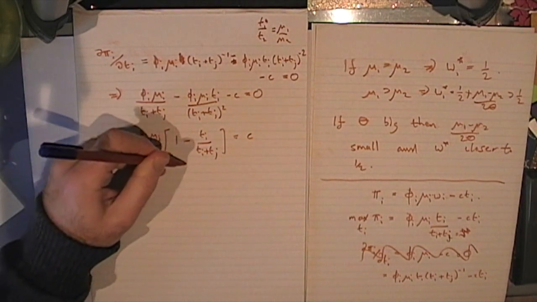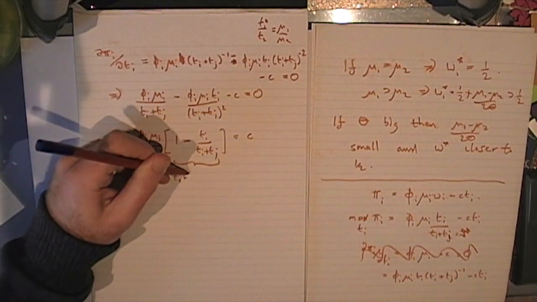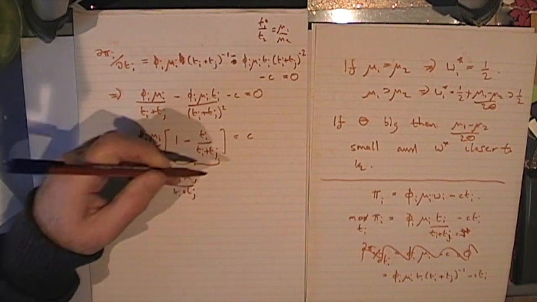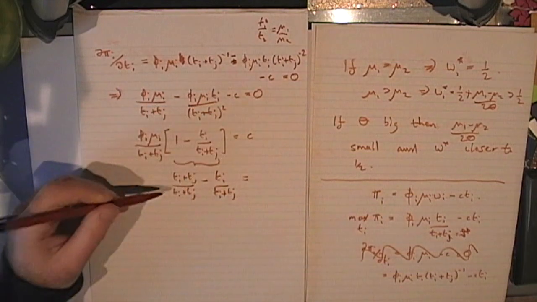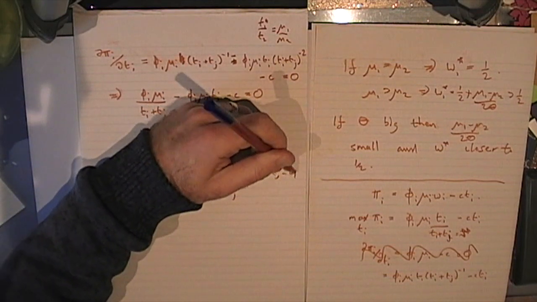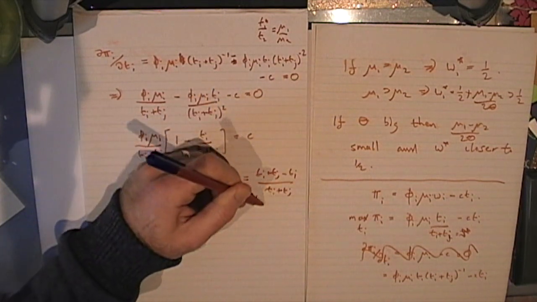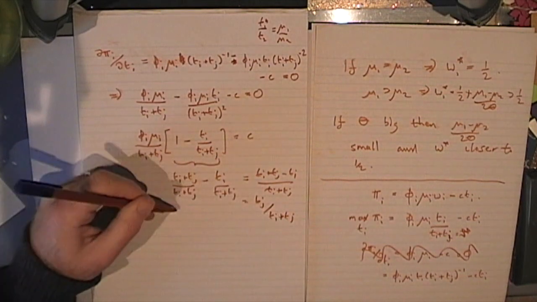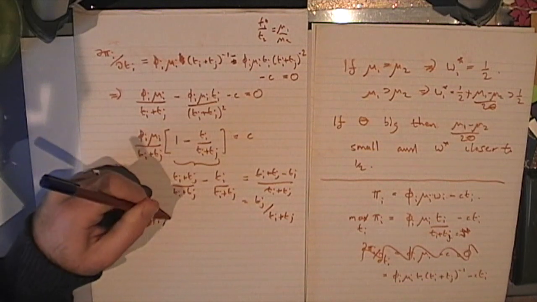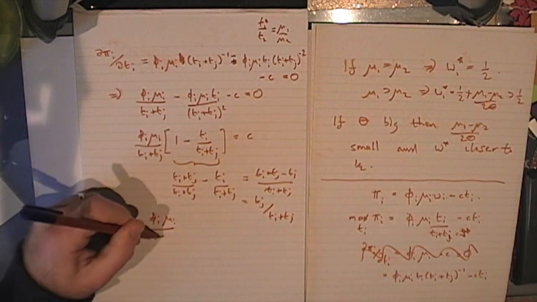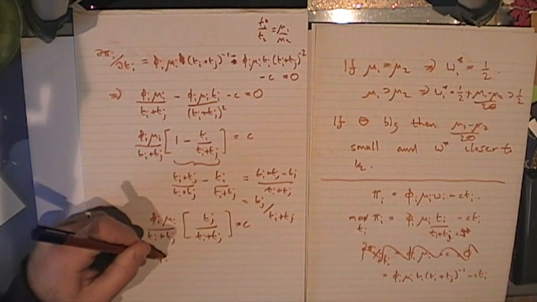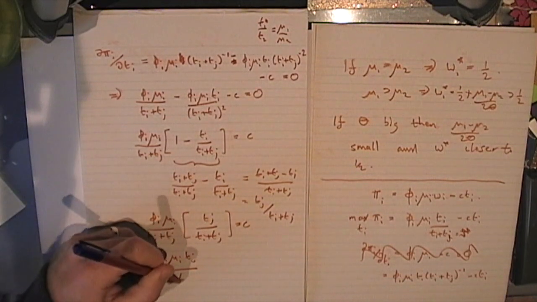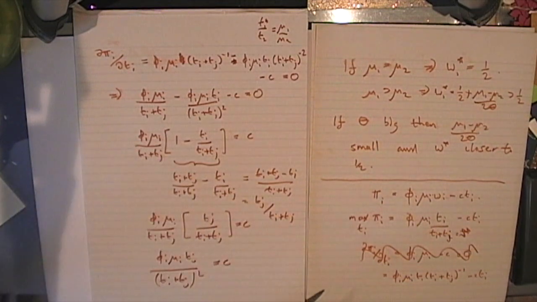Okay, but what we can do now is think about this term here. This term is Ti plus Tj over Ti plus Tj, because that's equal to 1, numerator and denominator cancel, which is equal to Ti plus Tj minus Ti over Ti plus Tj, which is Tj over Ti plus Tj. So therefore this term is now φi μi Tj over Ti plus Tj, and we can write it out, we might as well. So in other words, φi μi Tj over (Ti plus Tj) squared equals c. Where are we with our numbering of equations? We've kind of lost the plot, haven't we?